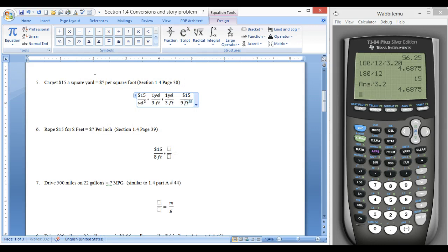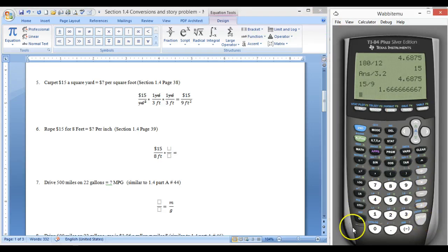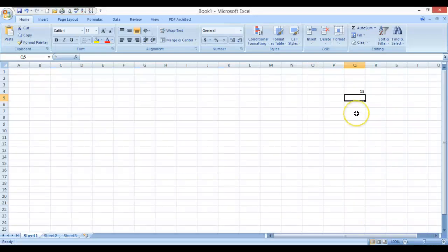Feet, using my arrow button over, squared, but I haven't reduced this. And this wants to know how many dollars per square foot. So I'm going to come over to my calculator and do 15 divided by 9 equals, or those of you who want to use Microsoft Excel, 15, equals 15 divided by 9.